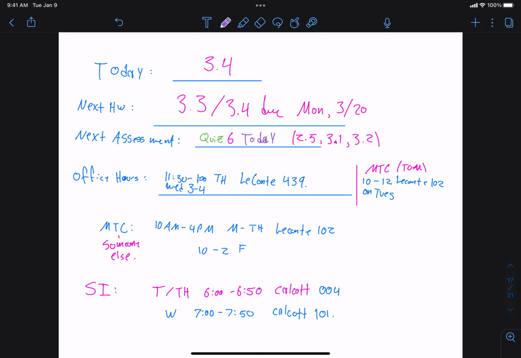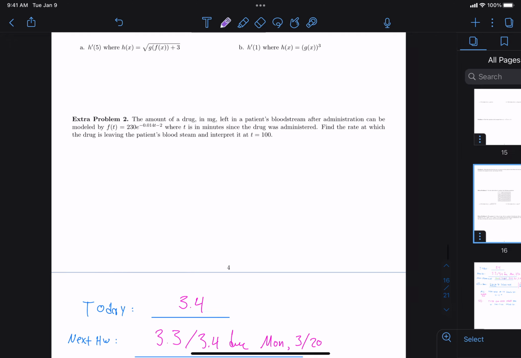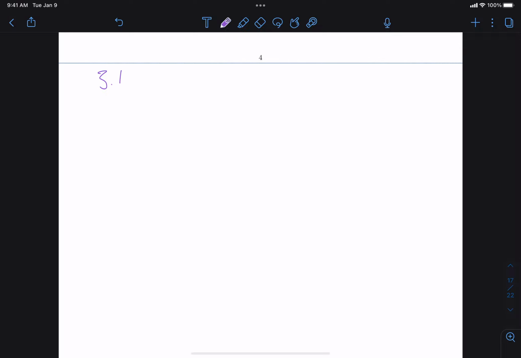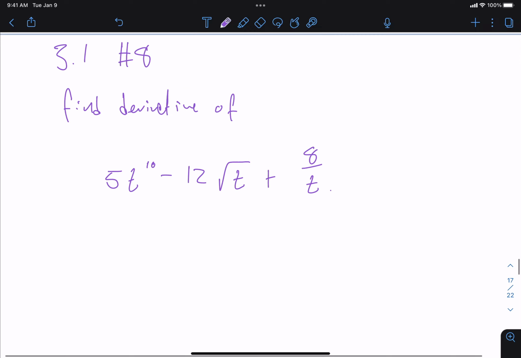One of the homework questions? Sure, which one? Section 3.1, question number 8, and can you read it out for me? It's find the derivative of 5t to the 10th minus 12 square root t plus 8 over t. Okay, sure, we can review this one really quickly before we go back to chain rule stuff.